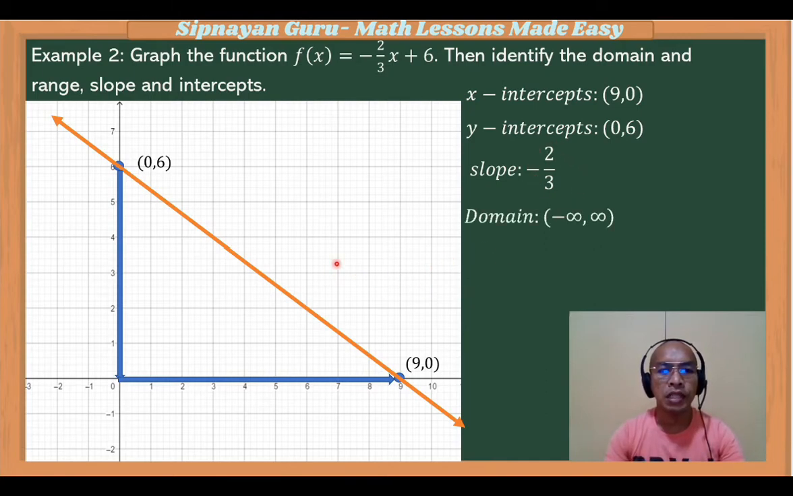So the domain still is all real numbers. This could be written in interval form as negative infinity to positive infinity. And the range is also all real numbers.